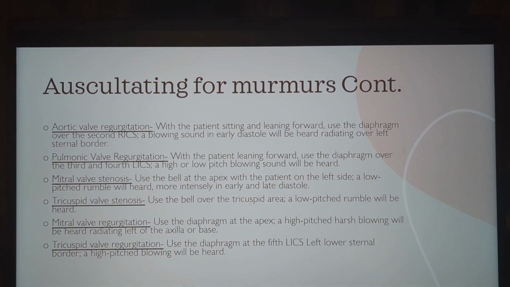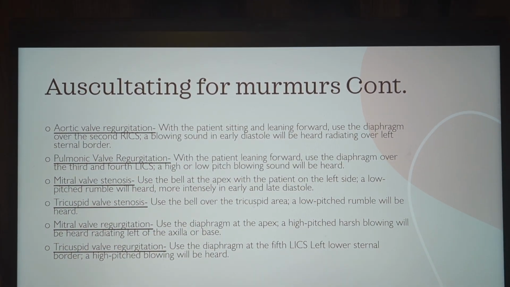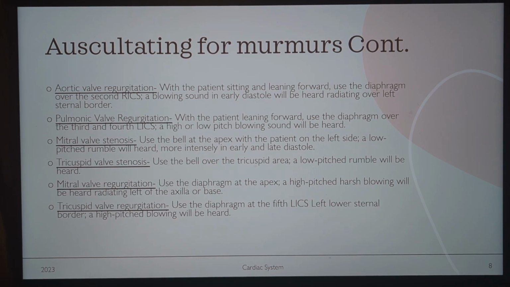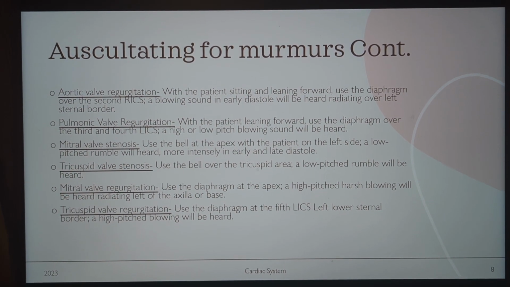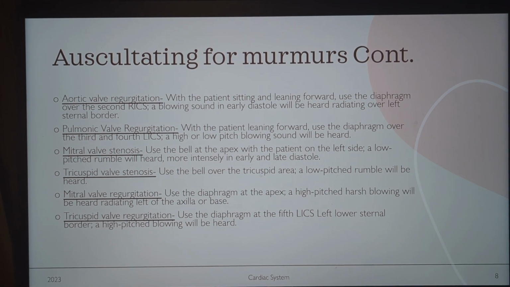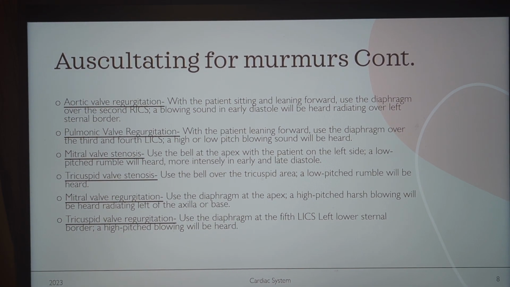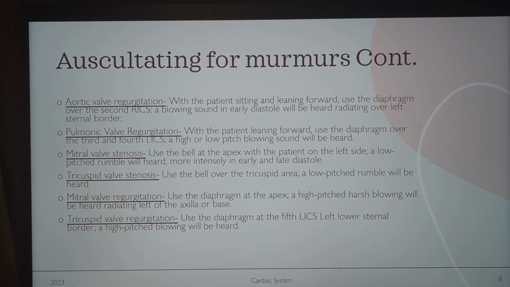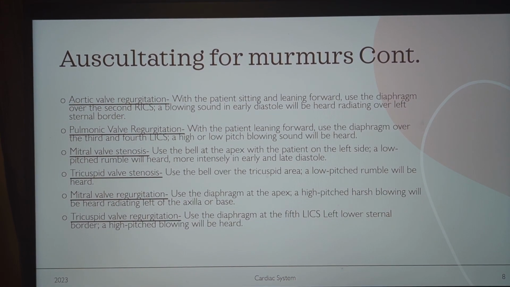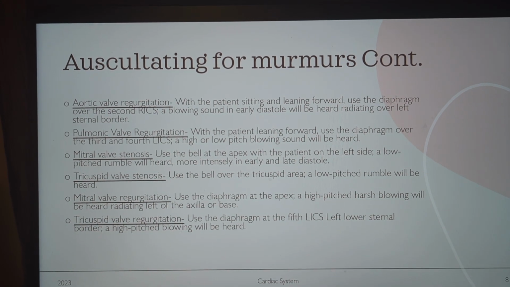Mitral valve stenosis. Use the bell at the apex. With the patient on the left side, a low-pitched rumble will be heard, and then more intensely in early and late stage diastole. With tricuspid valve stenosis, use the bell over the tricuspid area, a low-pitched rumble will be heard.